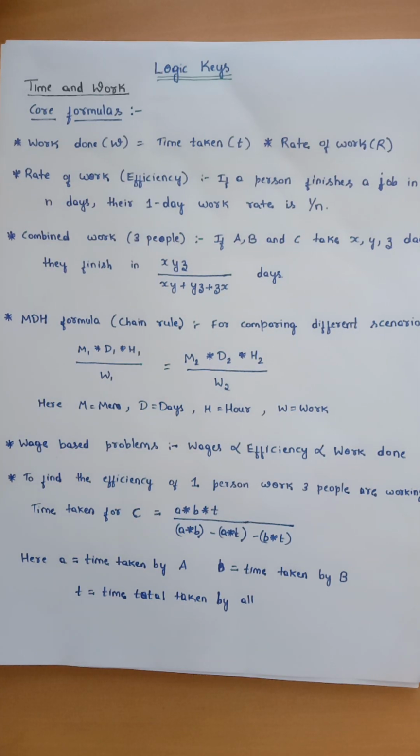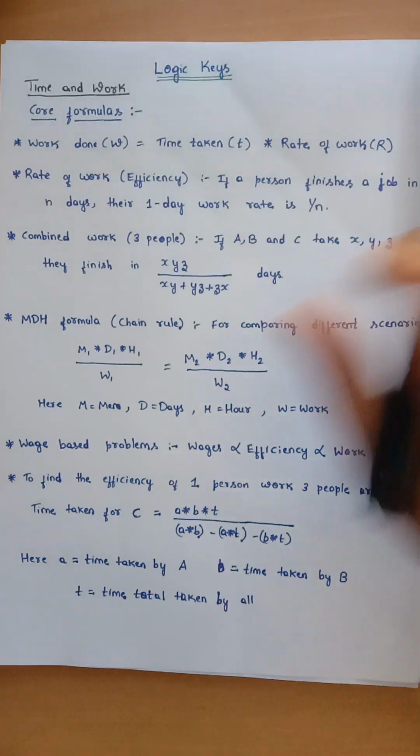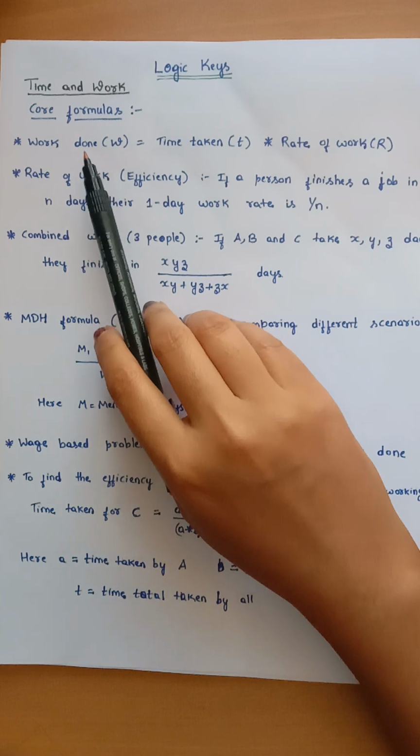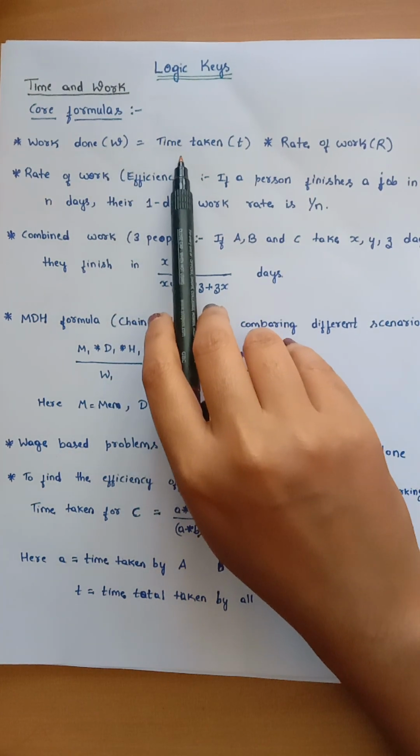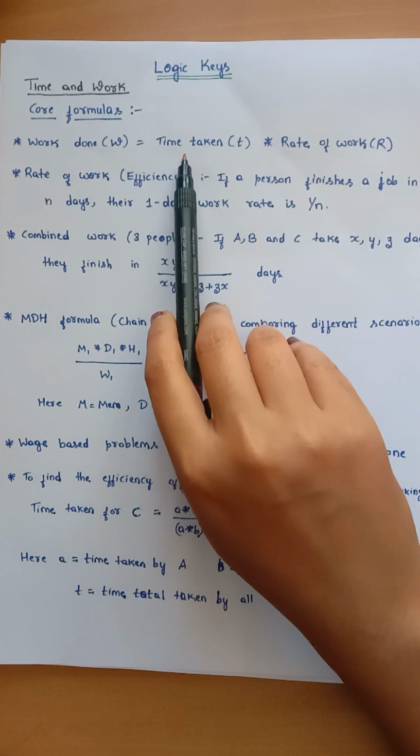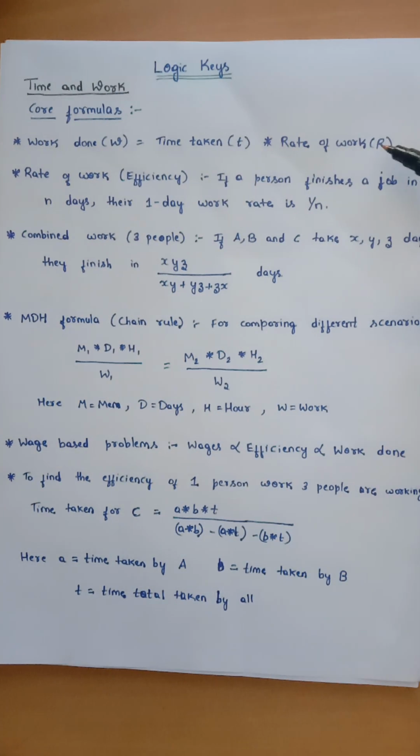Before starting with the problems, let's go through some of the core formulas which we will be using in the problems. The first one is work done. Work done is calculated by using the time taken by the person or the group of people and the rate of work done by those people or person.